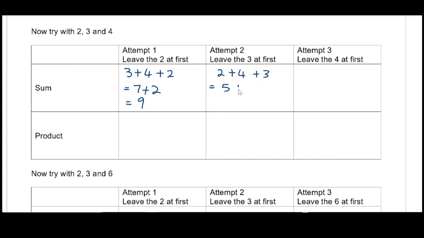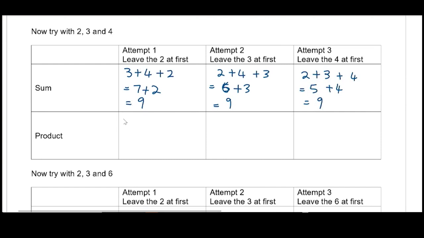We get 6. Plus 3, we get 9. Let's leave the 4 and add the 2 and the 3. This time we get 5. Then add the 4, and lo and behold, we get 9. We get the exact same answer.